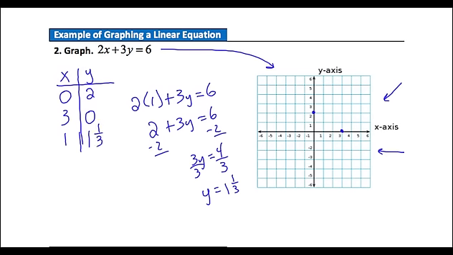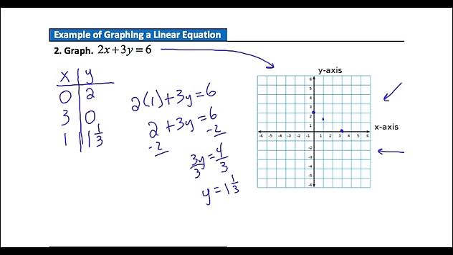Let's come over to my graph now and graph that point. So over 1, up 1 and 1/3, and I'm just going to estimate that third. It's probably right about there somewhere. But this point was really just a checkpoint anyways, and you can see now that this has worked. I have not made a mistake because all of these points are lining up.